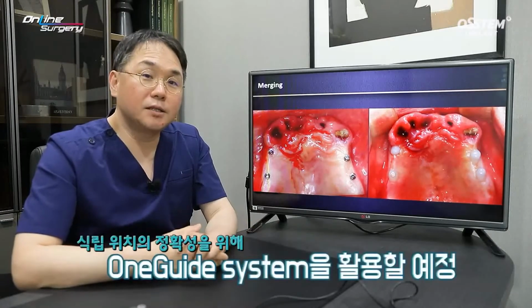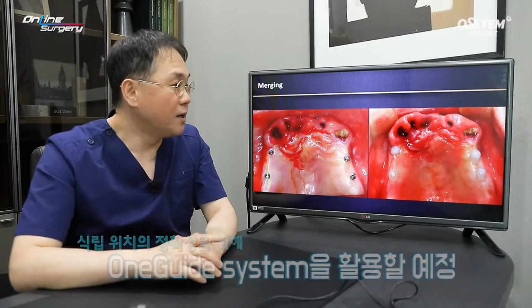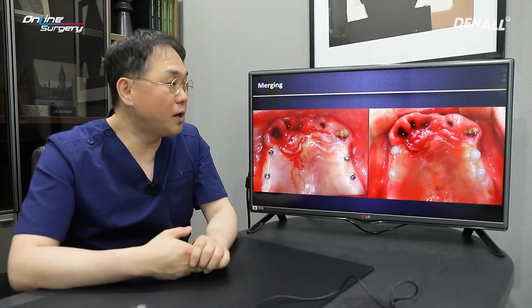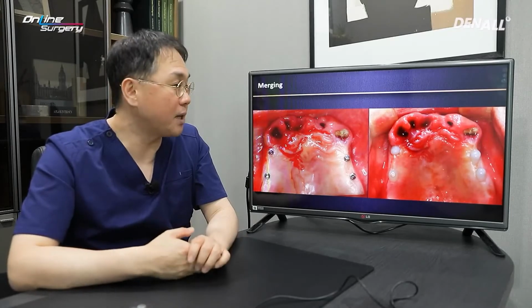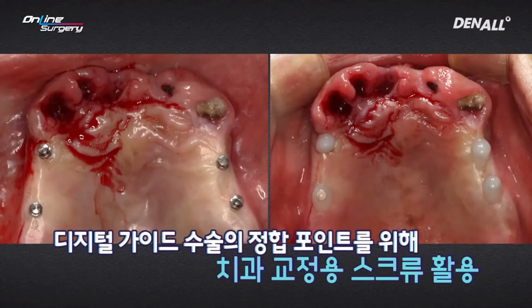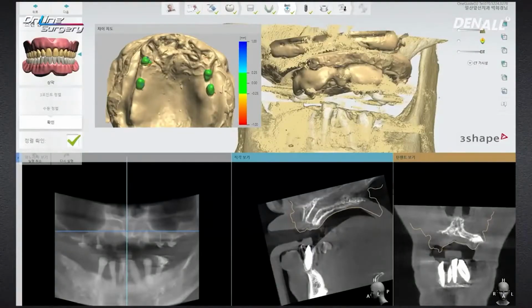In order to get ideal positioning, I decided to use the OneGuide system. Although there are residual teeth, because there is severe mobility, you cannot use them as merging points for digital guided surgery. I normally place 3 or 4 orthodontic screws and add resin balls on top of them, and merging was done in the same way for upper and lower as shown. The resin ball serves as the role of teeth and therefore the quality of merging is very good. Merging has been done very nicely for both upper and lower.